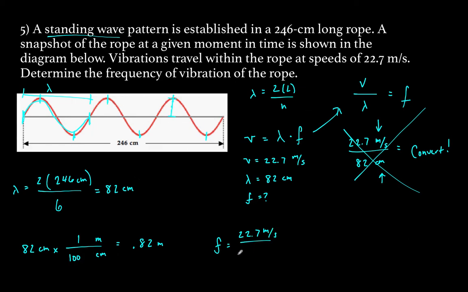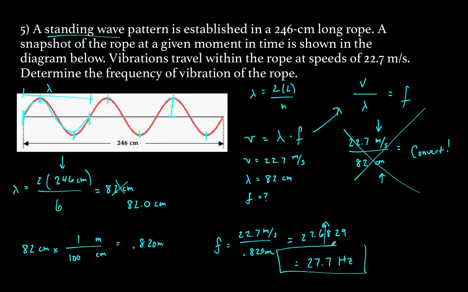22.7 meters per second divided by 0.82 meters, and you get a value of 27.6829, and we need to decide sig figs. So you might be thinking, oh, this is 2 sig figs down here, but I actually messed up. If you notice, this 246 is my measurement. My 82 should not just be 82, it should be 82.0 centimeters to keep the sig figs the same. So if I write it as 0.820 with the correct number of sig figs, I will need 3. And my value with 3 sig figs, this 8 again rounds up, and I am going to get 27.7 hertz for my frequency for number 5.